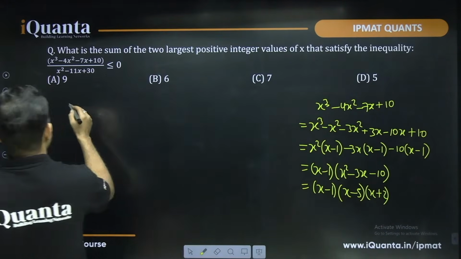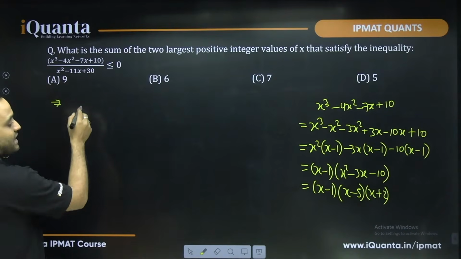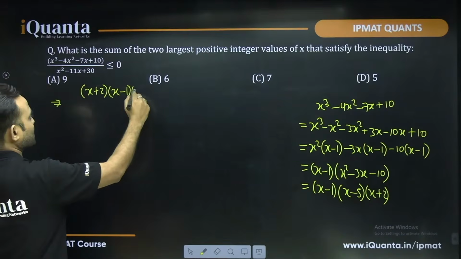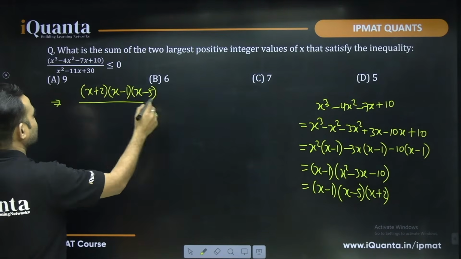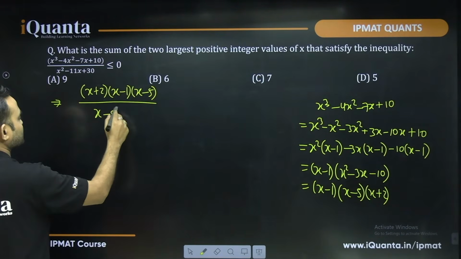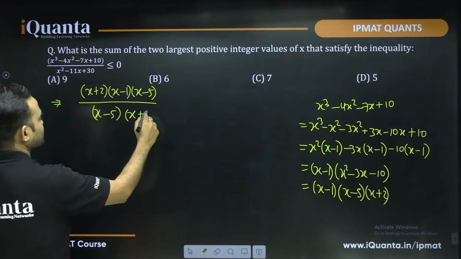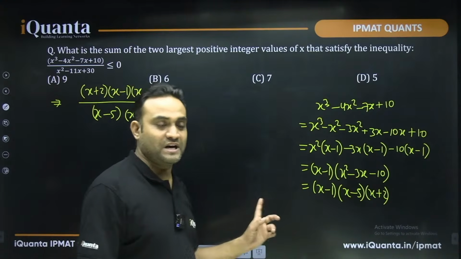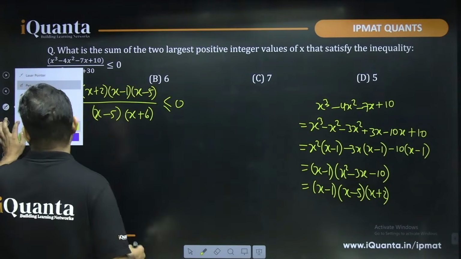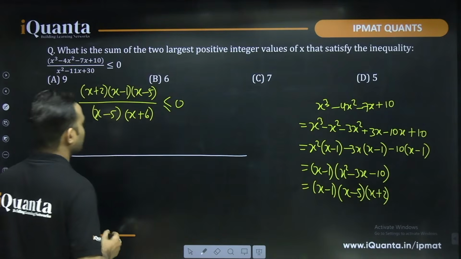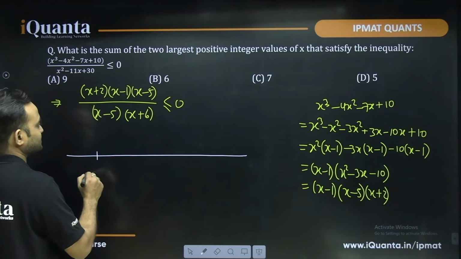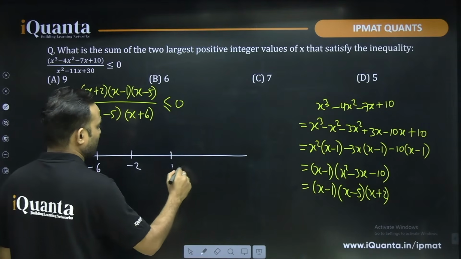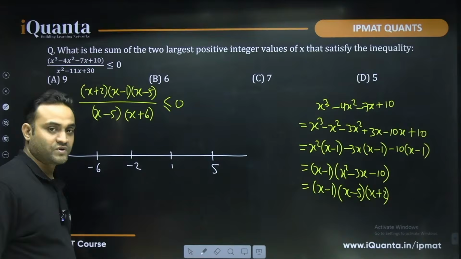So this I can write as x plus 2 into x minus 1 into x minus 5, denominator x minus 5 into x plus 6, should be less than or equal to 0, right? This should be less than or equal to 0. So what we can do, we can take the critical points. It will be minus 6, minus 2, then 1, and then 5, right?